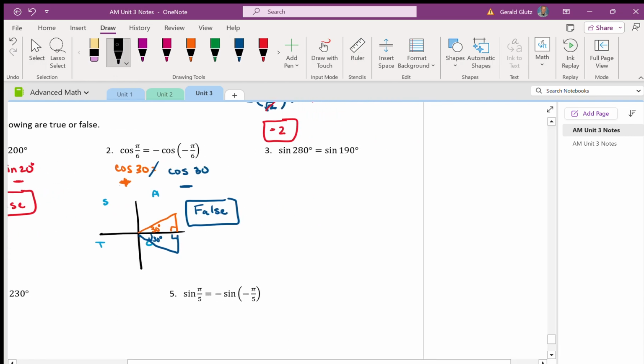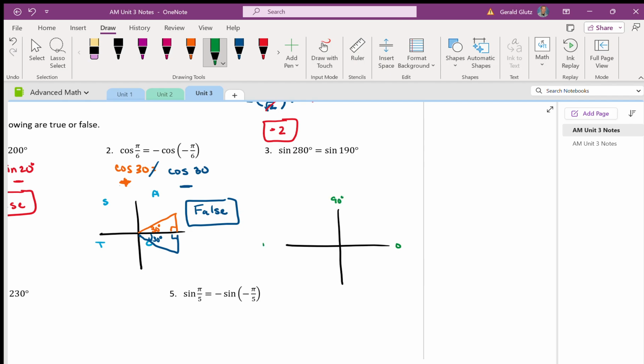Number 3. We got sine of 280. So 0, 90, 180, 270. So that means that is 10 degrees past. So I still have to make my triangle with the horizontal side. So I need to go 80 more degrees to get to 360. So this has to be an 80-degree angle.